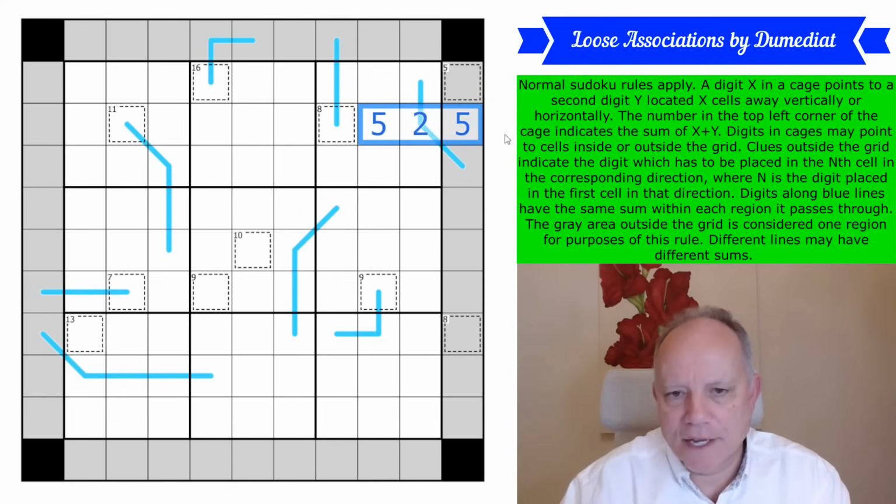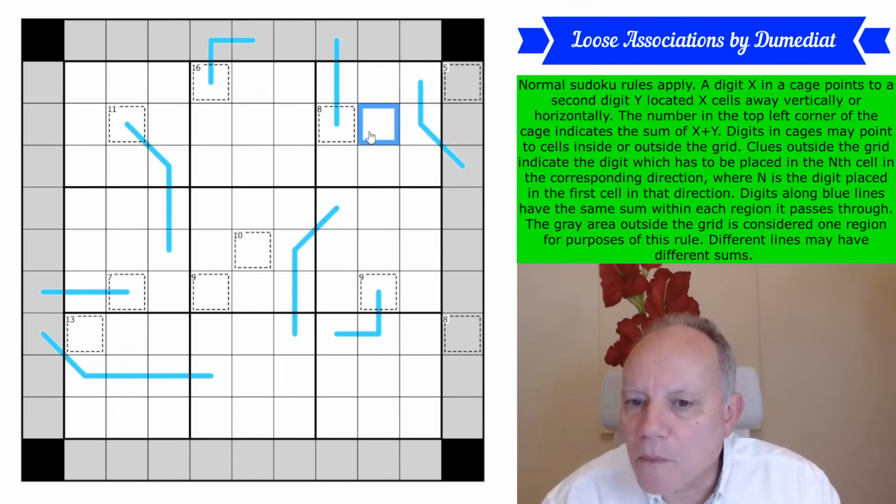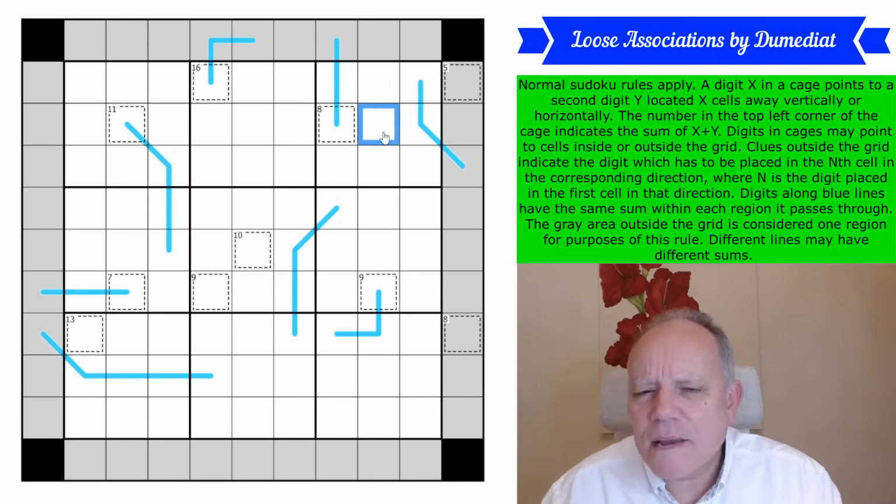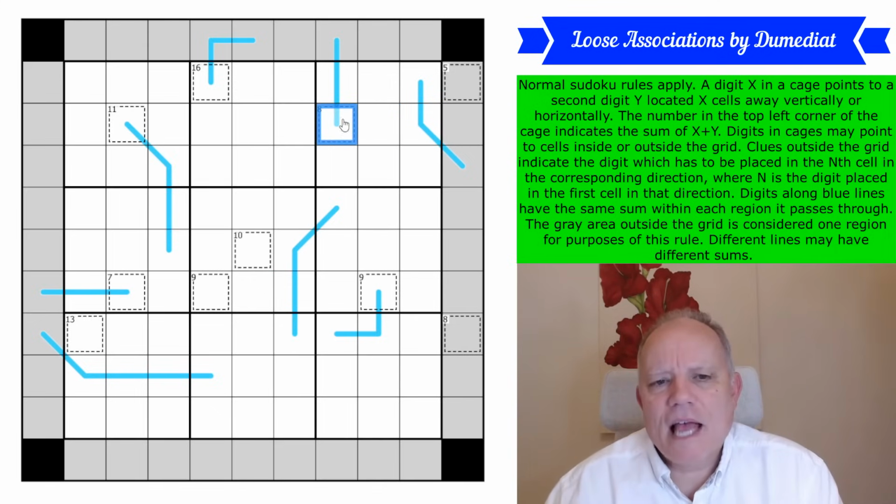I wonder if that'll be right. It'd be nice if it was. Probably not. And I say probably not because this 8 could be made up of all sorts of different sums pointing in all sorts of different directions, inside or outside the grid. It would be very random if I'd chosen the right one there.